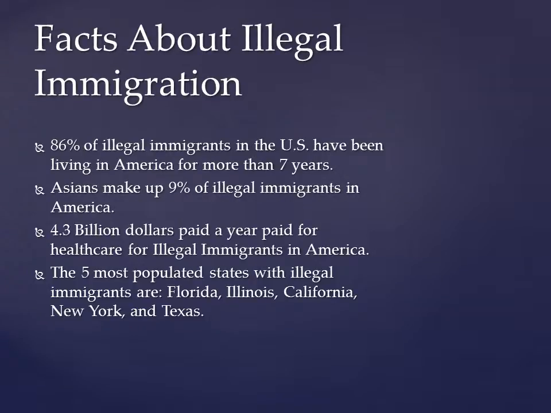More facts about illegal immigration. 86% of illegal immigrants in the U.S. have been living in America for more than 7 years. Asians make up 9% of illegal immigration in America, which is very interesting. I did not know that. $4.3 billion a year pays for health care for illegal immigrants in America. And the five most populated states with illegal immigrants are Florida, Illinois, California, New York, and Texas.